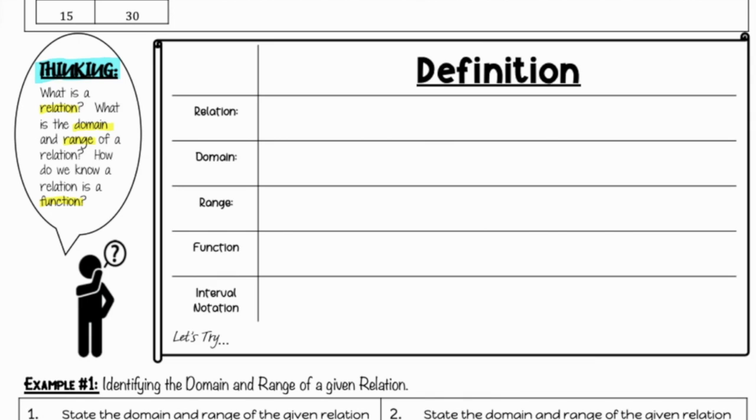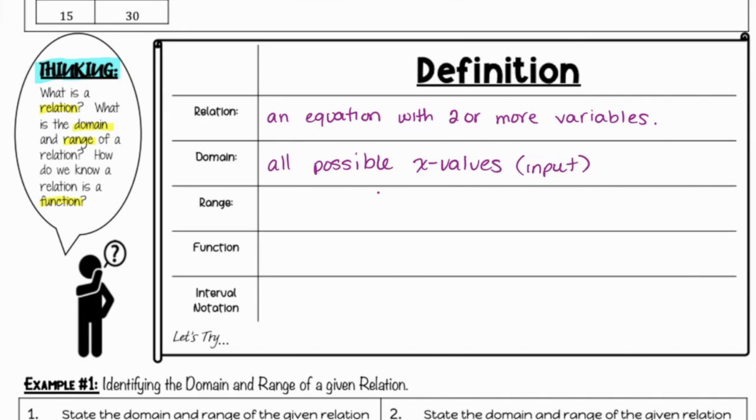So a relation. In 9th grade, you learned about relations. A relation is an equation with two or more variables. What is the domain? The domain are all the possible X values, also known as the input. What is the range? The range are all possible Y values, which are our outputs. What is a function? A function is when the domain does not repeat.